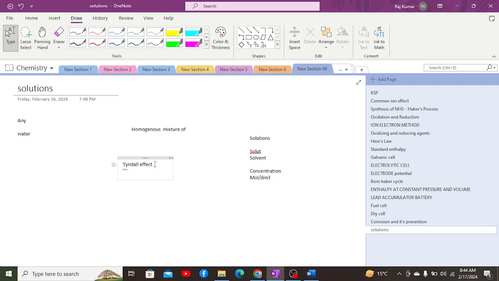Moreover, it cannot be separated by physical methods, although it is combined together by physical methods. Salt is combined together by physical methods, not by chemical reactions or chemical methods. So even though it is combined by a physical method, it cannot be separated by filtration, right? After that, the particles of salt are less than 1 nanometer, so the Tyndall effect and filtration are as described.